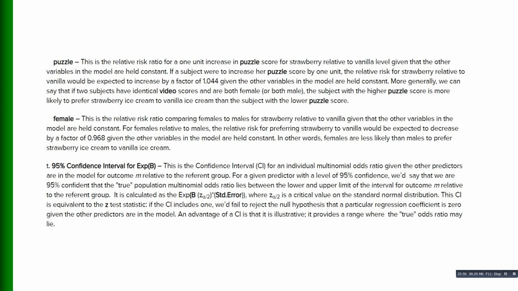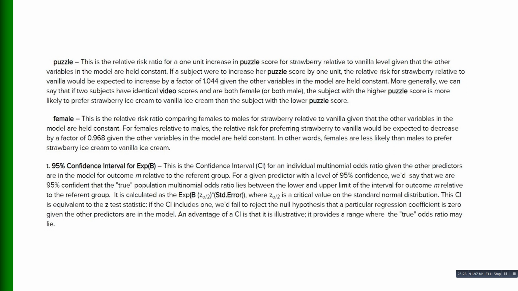It is calculated as the exponentiated beta with z alpha by 2 times standard error, where z alpha by 2 is a critical value on the standard normal distribution. This confidence interval is equivalent to the z-test statistic. If the confidence interval includes 1, we would fail to reject the null hypothesis that a particular regression coefficient is 0 given the other predictors are in the model. An advantage of the CI is that it is illustrative. It provides a range where the true odds ratio may lie.